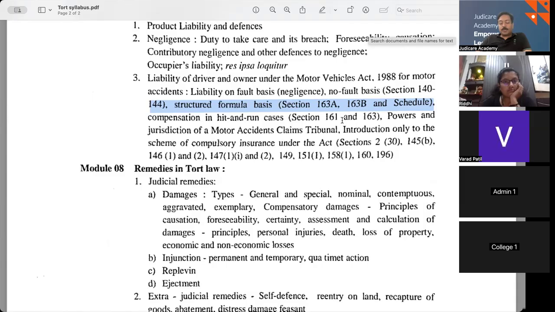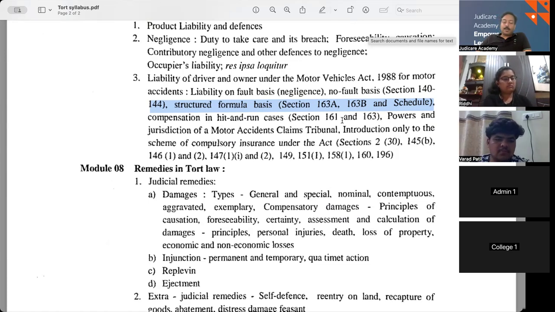Explanation: for the removal of doubts, it is hereby clarified that the death or bodily injury to any person or damage to any property of a third party shall be deemed to have been caused by or to have arisen out of the use of the vehicle in a public place, notwithstanding that the person who is dead or injured or the property which is damaged was not in a public place at the time of the accident, if the act or omission which led to the accident occurred in a public place. So it does not matter whether the person or property was in a public place. That is irrelevant.